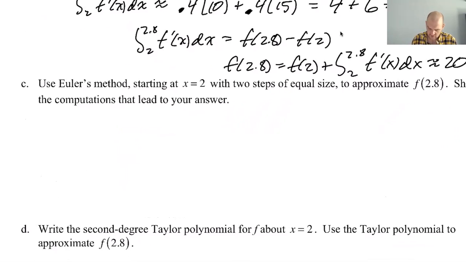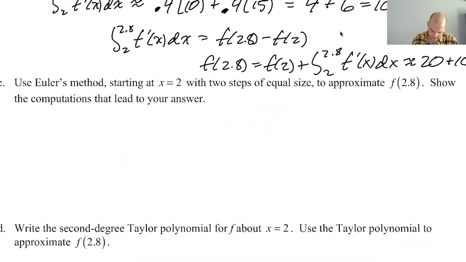Euler's method with two steps of equal size. All right, table. This is a good problem.